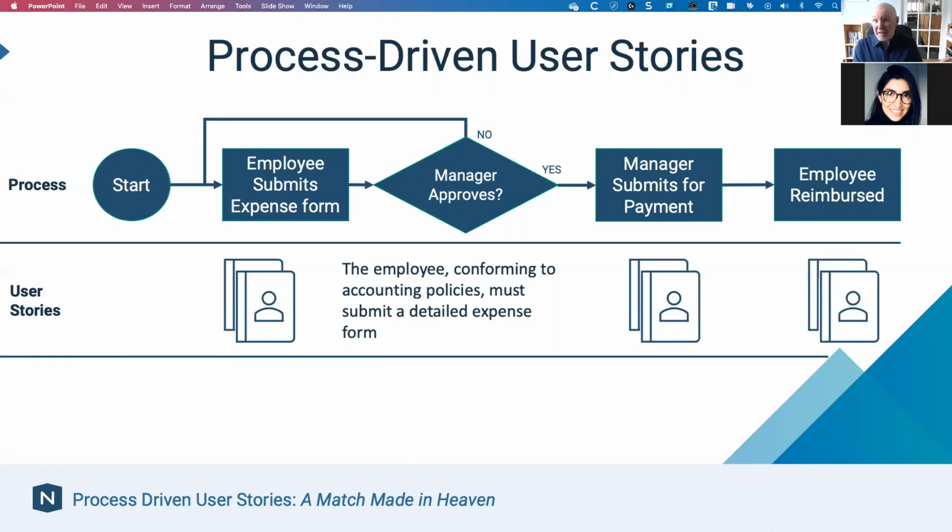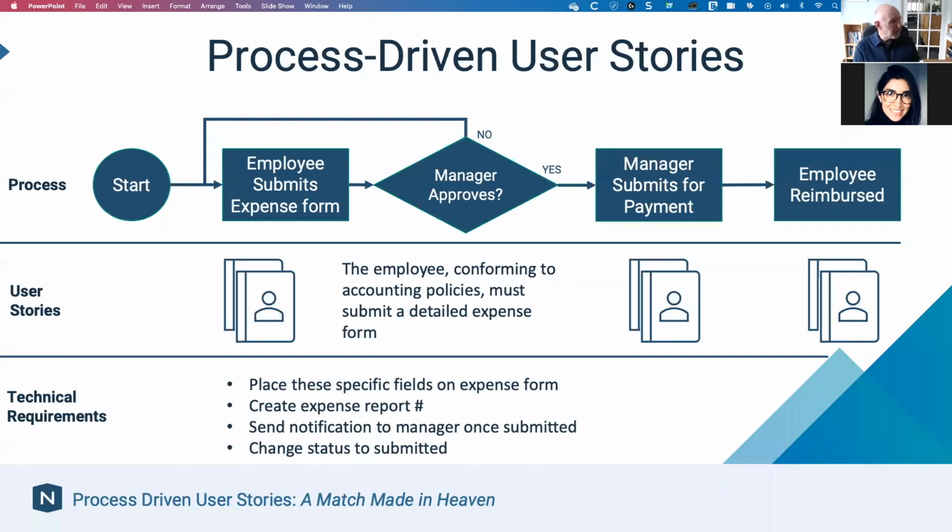But that's still not quite enough, because if I went to a developer and I said, here's my process where the employee submits an expense report, and I give this little user story that the employee needs to submit a detailed expense form, what does that mean? What is a detailed expense form? What I call a detailed expense form and what you call a detailed expense form can be two different things. So you need to go down to another layer, which is the technical requirements, to support that user story.